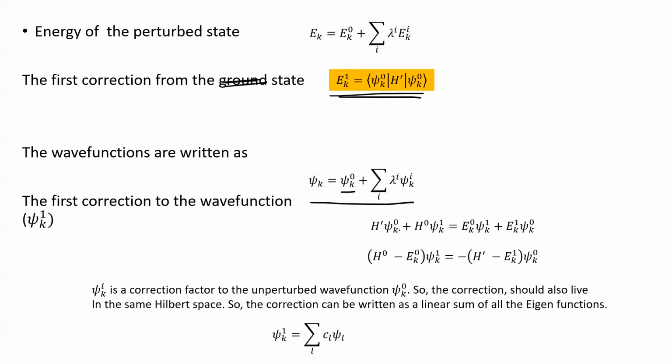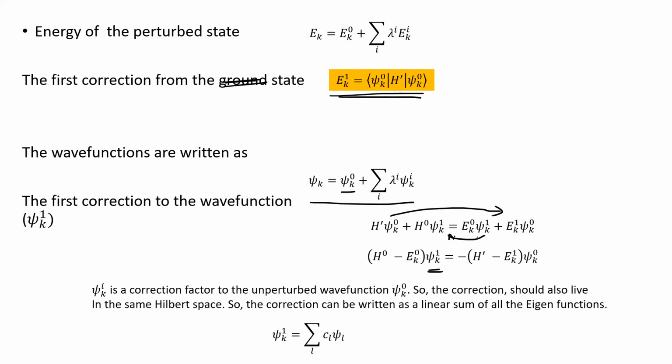H'ψk⁰ plus H⁰ψk¹ equals Ek⁰ψk¹ plus Ek¹ψk⁰. Ek⁰ is the unperturbed energy, and Ek¹ is what we just calculated, right? So this is something that we know. Now what I do is move things: I move this to this side and this one to the other side. So I have (H⁰ − Ek⁰)ψk¹ equal to −(H' − Ek¹)ψk⁰. Right. So now I have to find ψk¹.